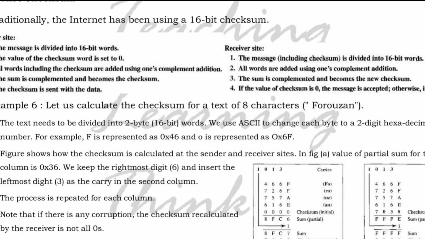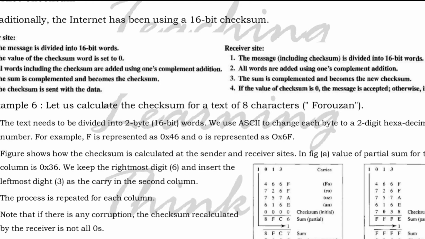For example, the text needs to be divided into 2 bytes, that means 16-bit words. We use ASCII to change the 2 bytes to a 4-digit hexadecimal number. For example, F is represented as 0x46 and O is represented as 6F. And the figure shows how the checksum is calculated at the sender side and receiver side.